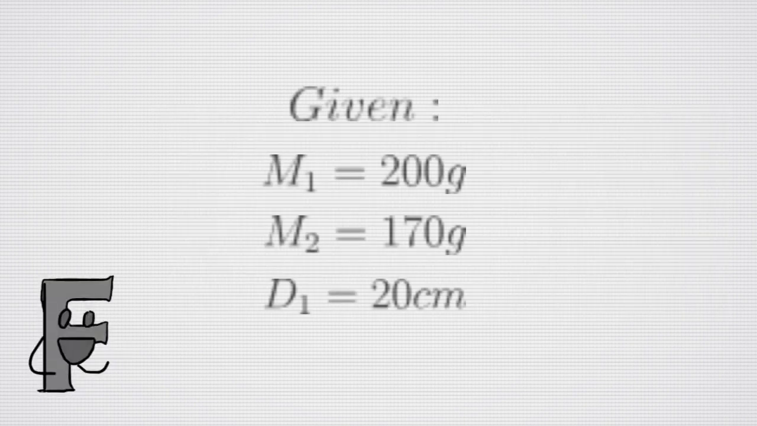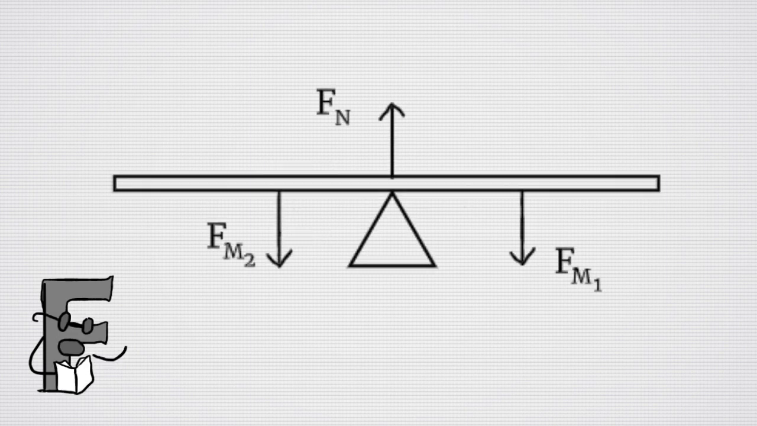We are given both the weights' masses and the position of the 200 gram mass from the fulcrum. To find the distance of the 170 gram weight from the fulcrum, we will use the net torque equation to help us determine it. First, let's draw a force diagram labeling the forces acting upon the entire system. We can then set the axis of rotation on the fulcrum, where the system is being rotated around.